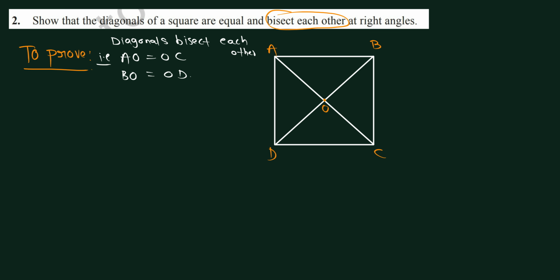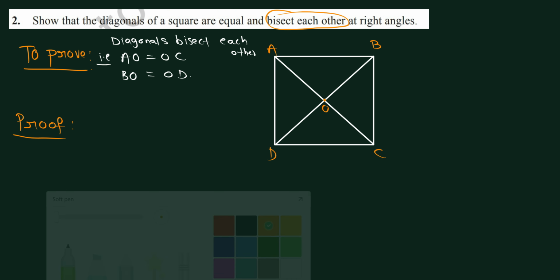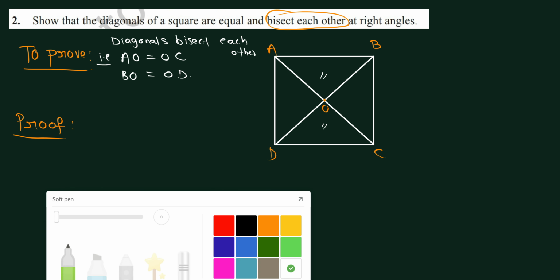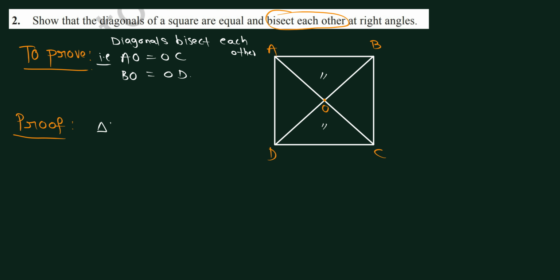Diagonals bisect each other. Then how do you prove this? For this, you have to select two triangles, any opposite triangles. To prove this, you select the opposite triangles, triangle AOB and triangle COD. Can you see what are the sides or angles, what are the things that are equal here?